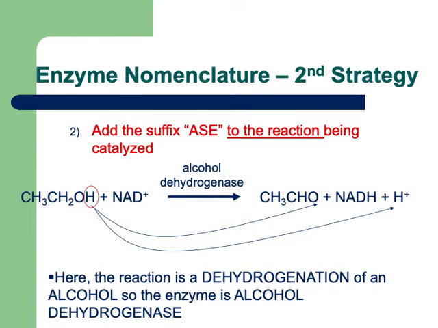The second strategy involves adding the suffix -ase to the reaction being catalyzed. In this example, we have a dehydrogenase reaction where we're removing hydrogens from the main substrate. And so we have the dehydrogenation of an alcohol. In this case, the enzyme would be alcohol dehydrogenase. So you're naming it based on the reaction, not based on the substrate or the reactant. These are the two naming strategies for enzymes.